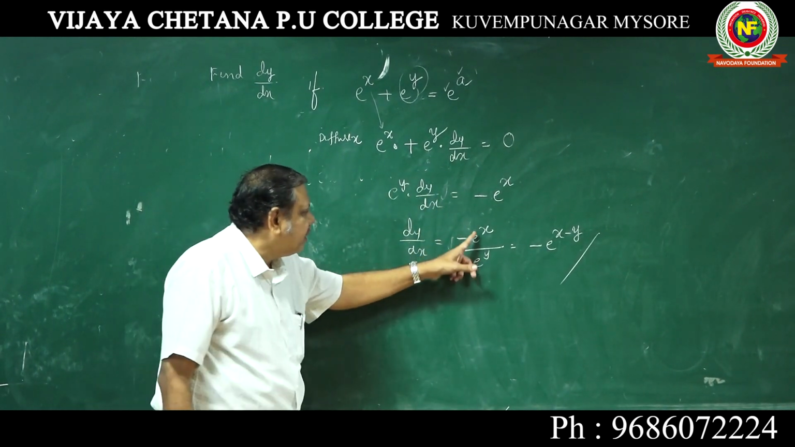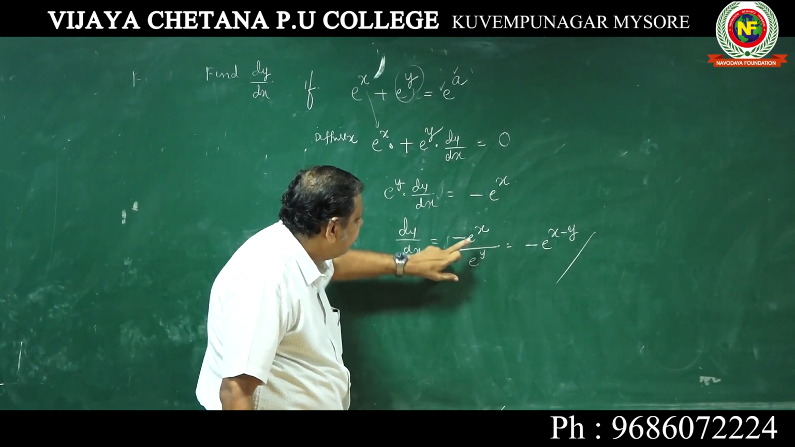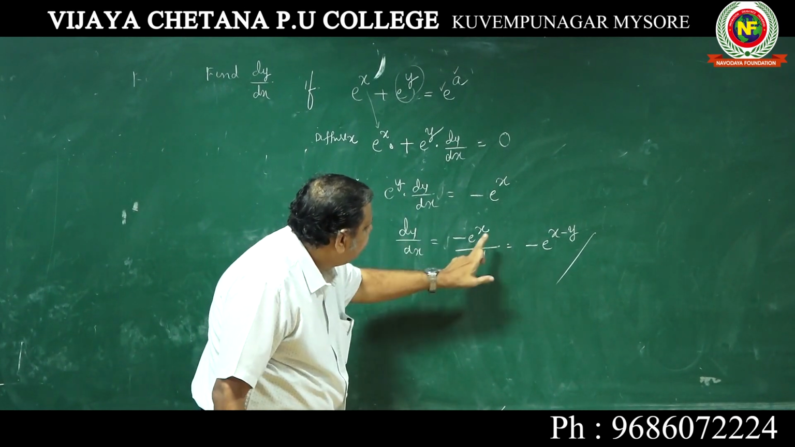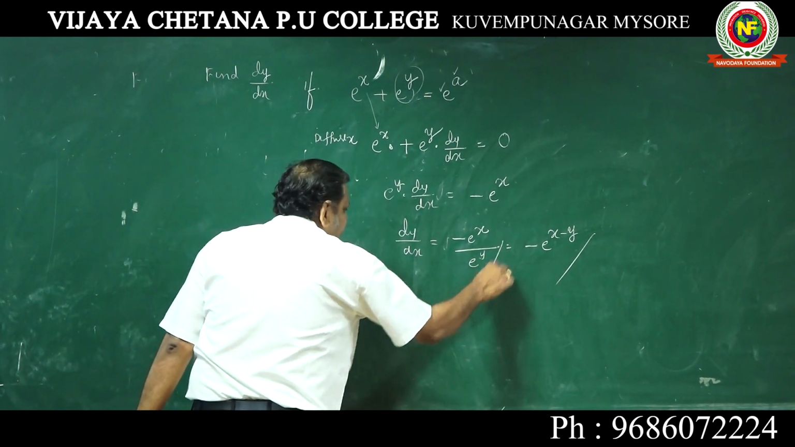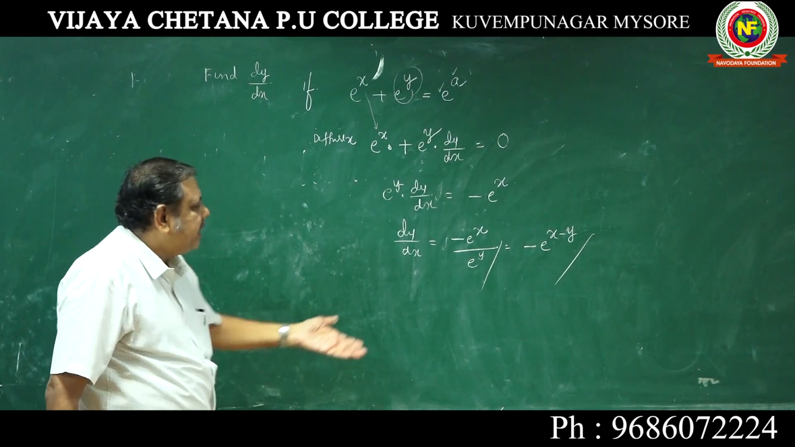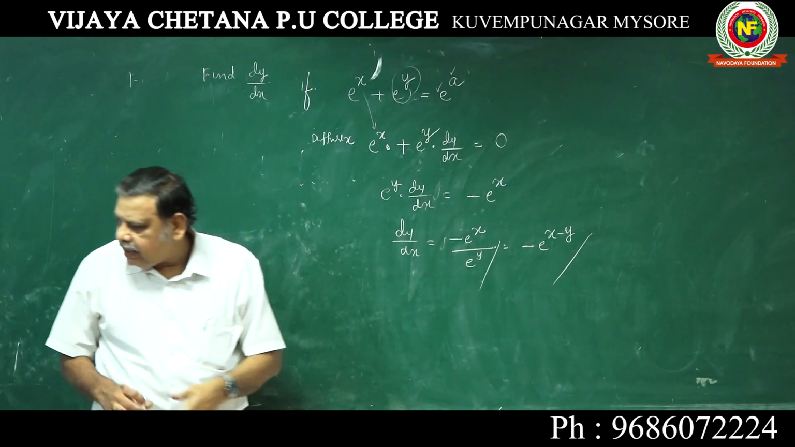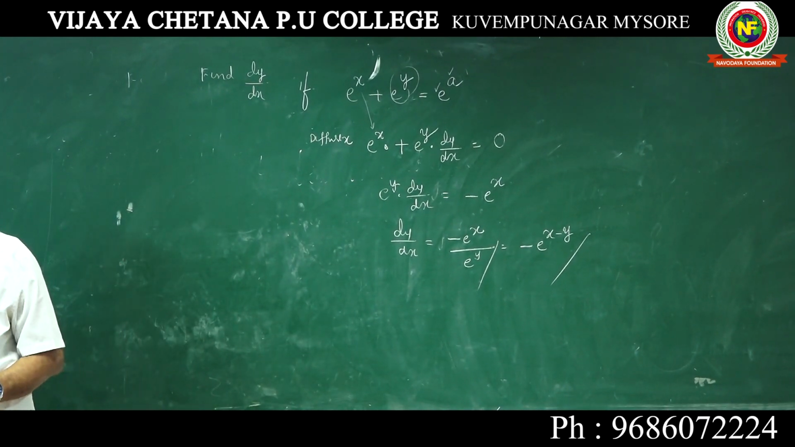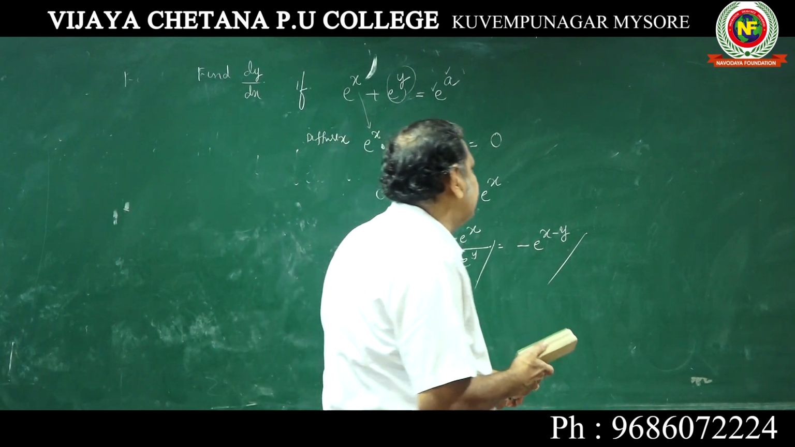You can shift it up: a to the power of m by a to the power of n is a to the power of m minus n. Whenever the bases are same, you can take it as x minus y, or you can leave it at this stage also, they will give you marks. But better, if they asked in CET, they would have asked in this style: minus e to the power of x minus y. This finishes your differentiation of implicit functions.